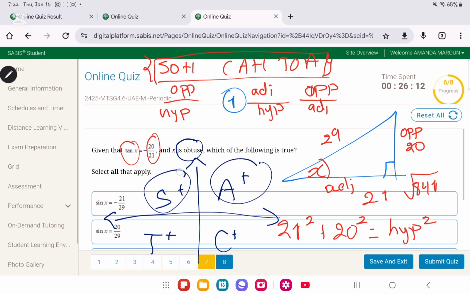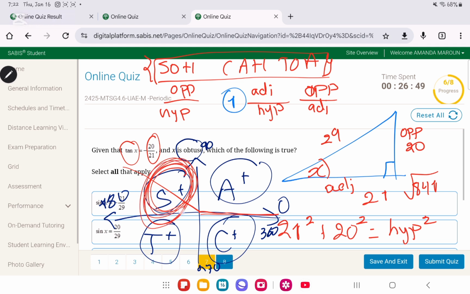Everything positive, sine only positive, tangent only positive, and cosine only positive, if we are talking in the counterclockwise direction. So this is going to be 0 degrees, 90 degrees, 180 degrees, 270 degrees, and 360 degrees. Obtuse is anything that is between 90 degrees and 180 degrees, okay? So that means that the only thing that is going to be positive is the sine.